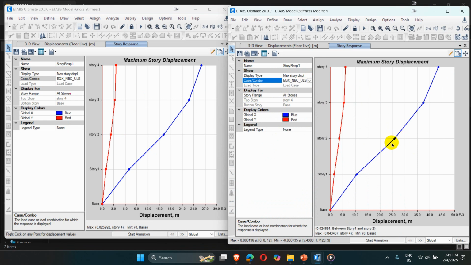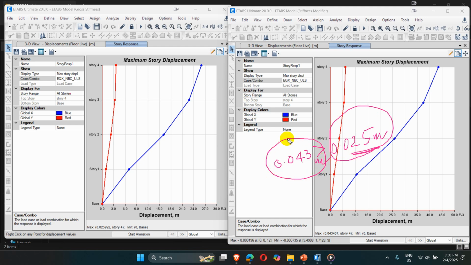So the maximum story displacement in the model with stiffness modifier is 0.043 meter, whereas in case of the model with gross stiffness, the maximum story displacement is 0.025 meter, which means 0.043 is greater than 0.025 meter, because this displacement is for the structure with gross stiffness, and the maximum displacement is for the structure with assigning the stiffness modification factor.